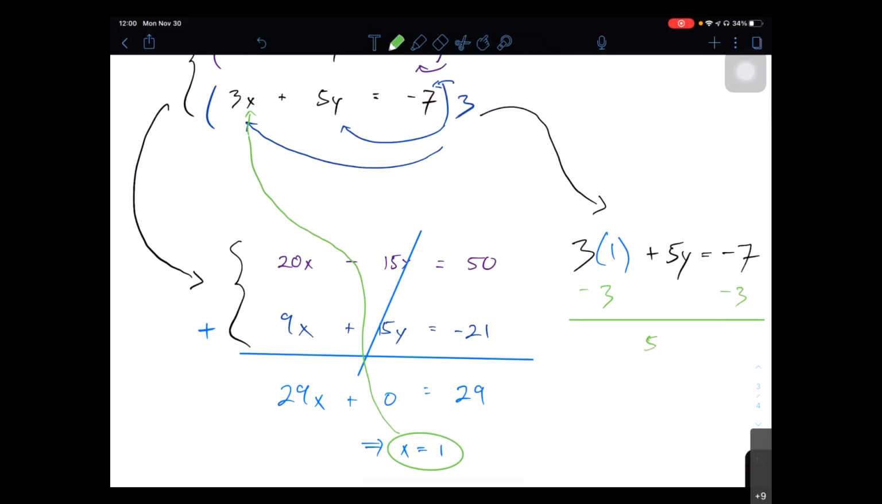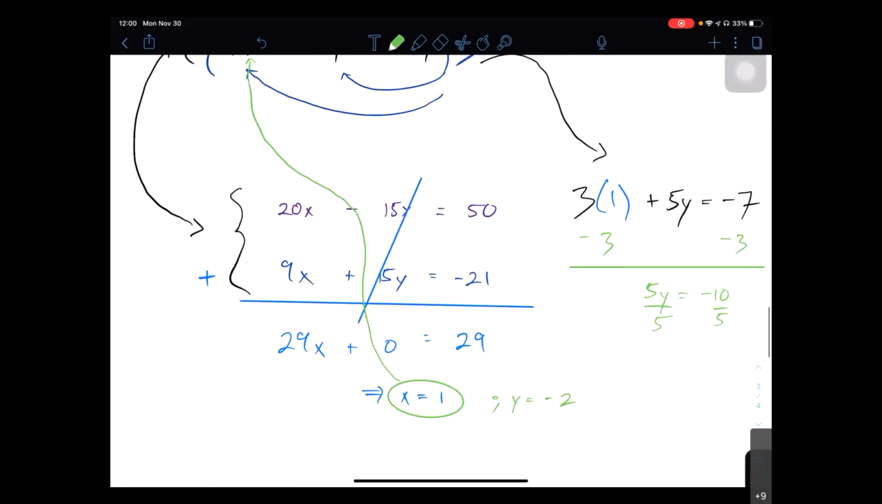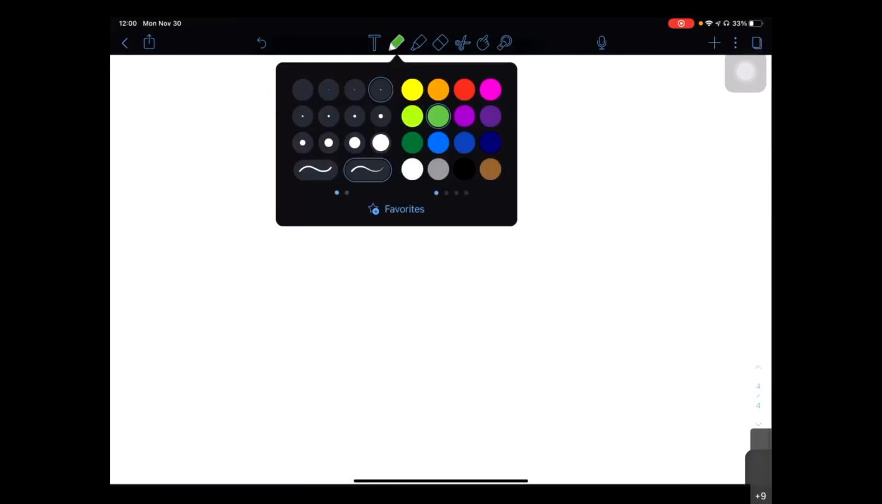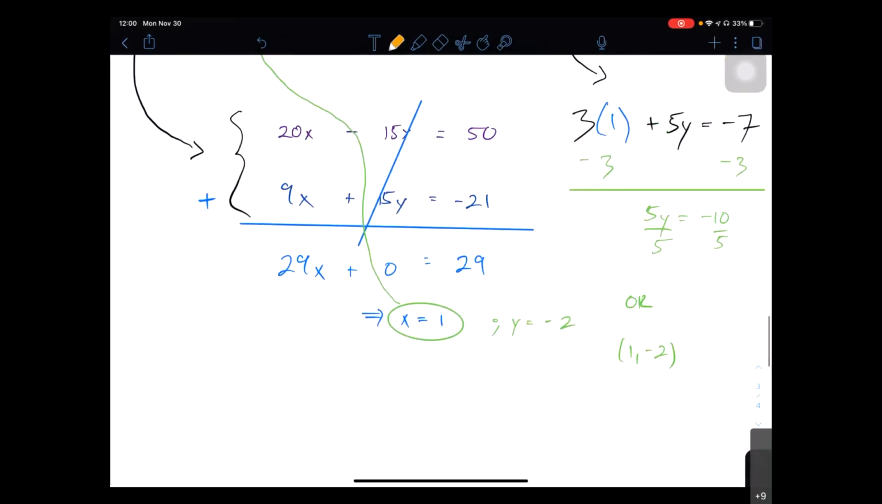You're left with 5y equals negative 10. Divide both sides by 5, and then you're left with y equals negative 2. Again, the point, what is that? 1 comma negative 2. So either of those answers are correct.